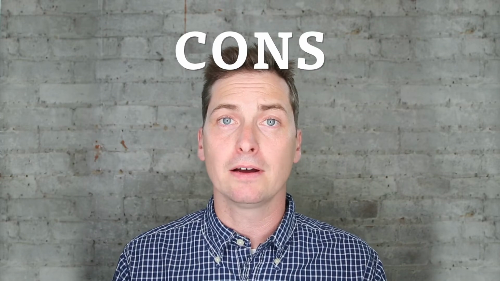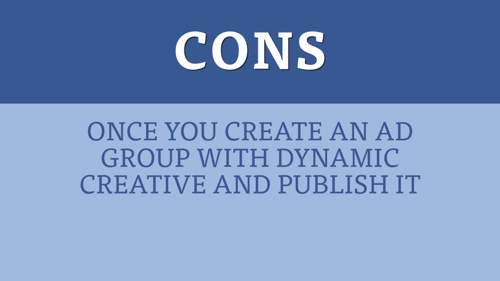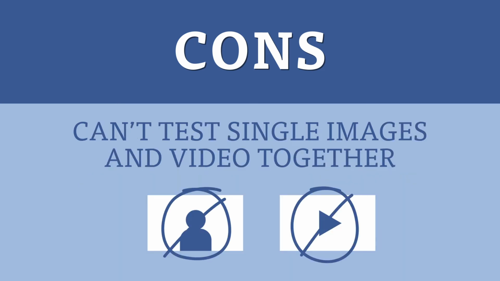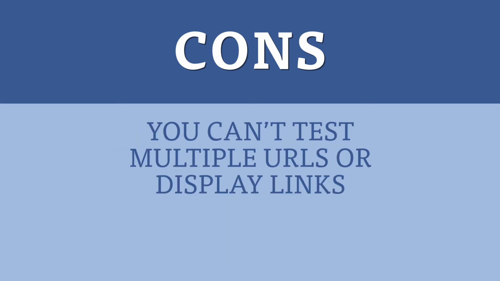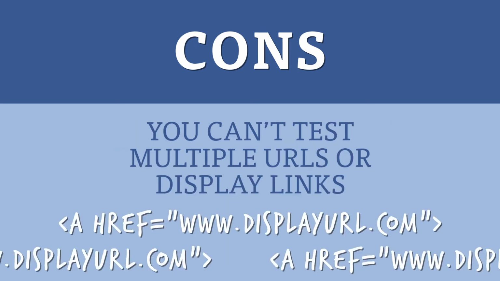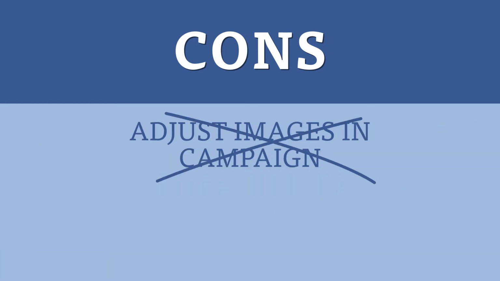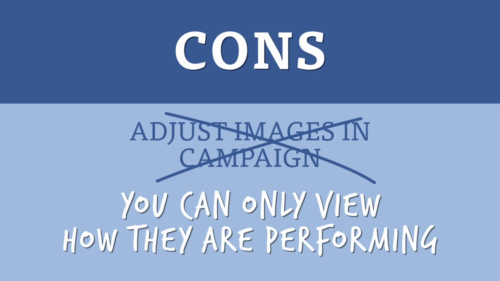Here are the cons of Dynamic Creative. Once you create an ad group with Dynamic Creative and publish it, you can't switch it off. You can't test single images and video together. Right now, you cannot test multiple URLs or display links, though that would be pretty ideal. You can't adjust images in the campaign. You can only view how they are performing. All right, that's a pretty lengthy list of cons.